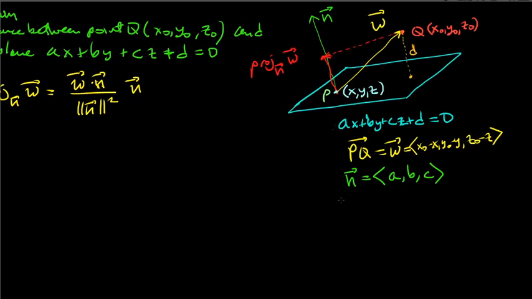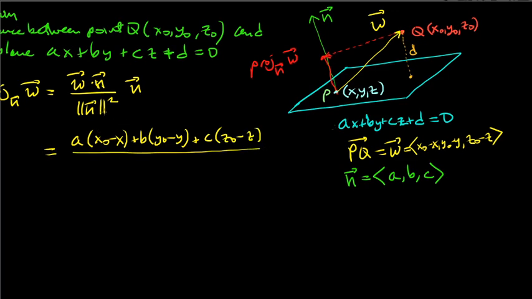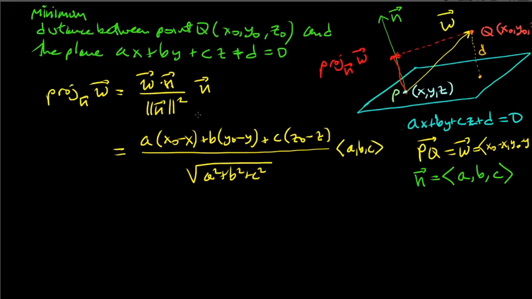And then when I take the dot product with n, what do I get? I get a times x0 minus x plus b times y0 minus y plus c times z0 minus z, all divided by the magnitude of n, so that's just the square root of a squared plus b squared plus c squared, and then times the vector n, which has components a, b, and c. Okay, so that is a very odd formula for the projection of w onto n.